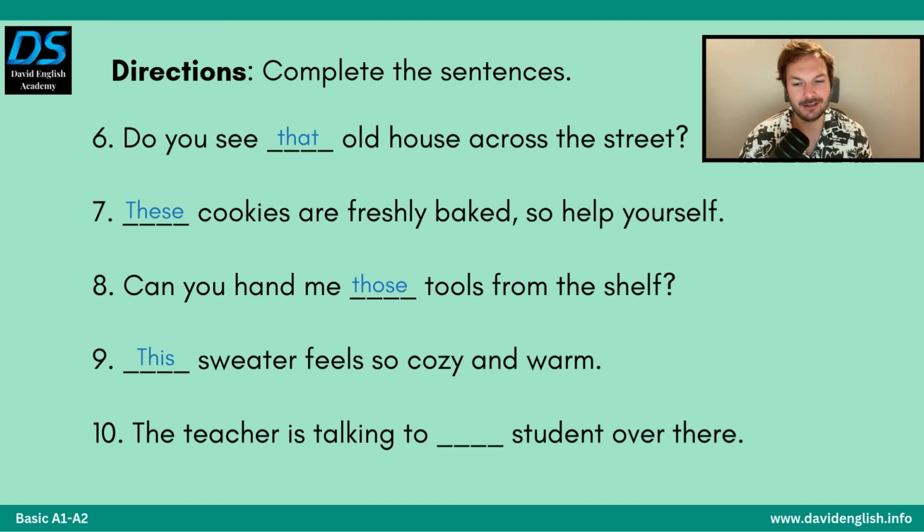Let's go to number 10. The teacher is talking to student over there. Well, if the student is over there, that means it's far, it's not here. So I'm going to say the teacher is talking to that student over there. The teacher is talking to that student over there. Again, working on pronunciation there, everybody.